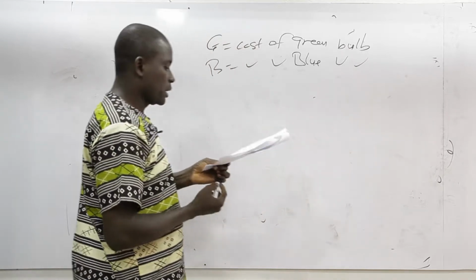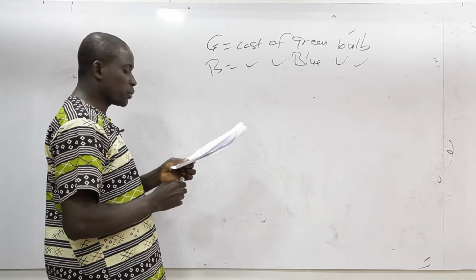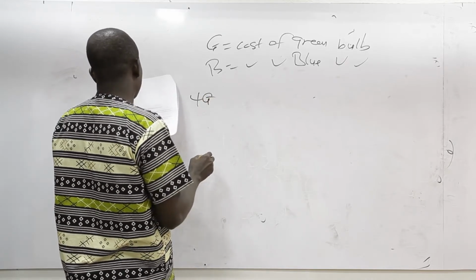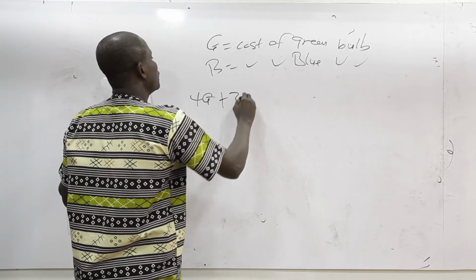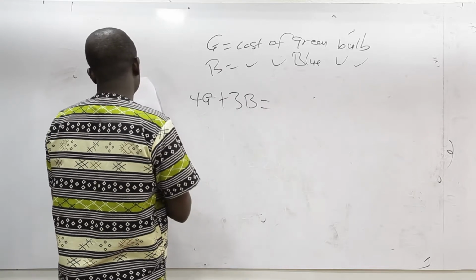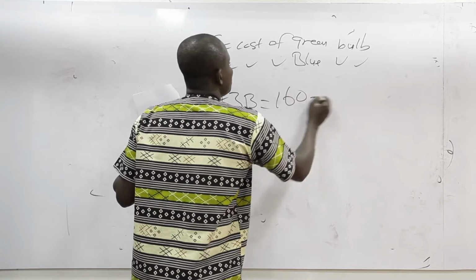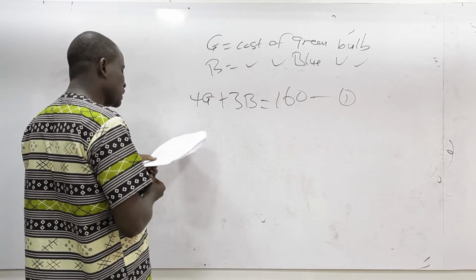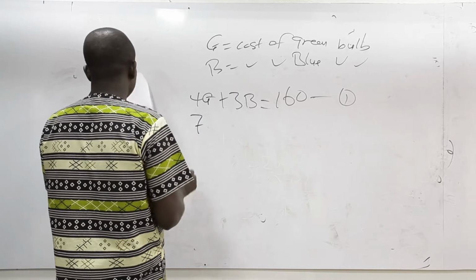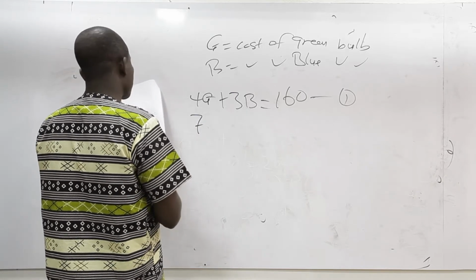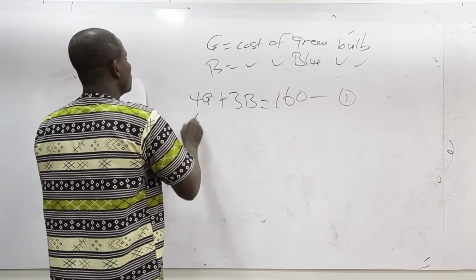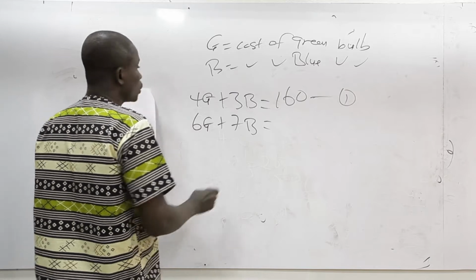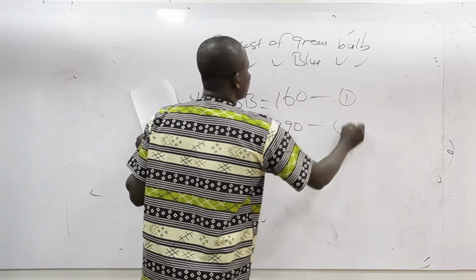Okay. Now let's read. The total cost of 4 green and 3 blue is 160. This is equation 1. Then once again it says that whilst 7 blue and 6 green. So here let me rearrange. 6G plus 7B is also equal to what? 290. This is equation 2.